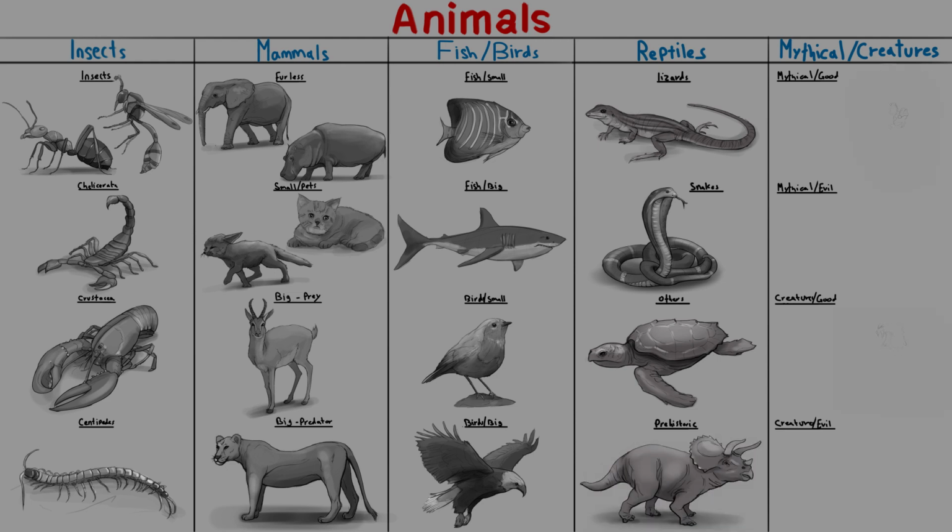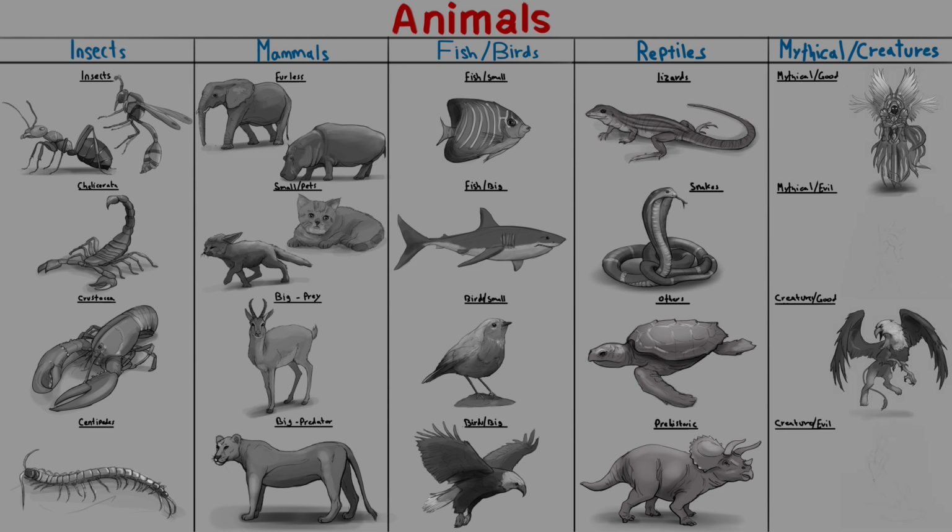In the final subcategory, we have the mythical animals and creatures from ancient lore, novels, myths, and fairy tales. Good mythical creatures like angels, Pegasus, unicorns, griffins, and some type of dragons. And the bad mythical creatures like demons, minotaurs, centaurs, succubuses, medusas, and some types of dragons as well.